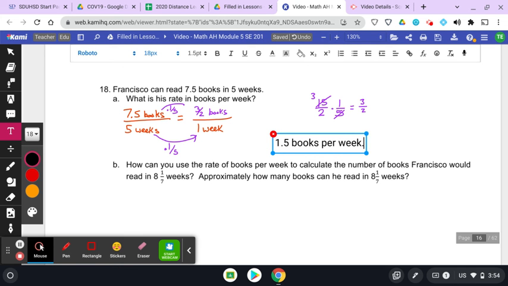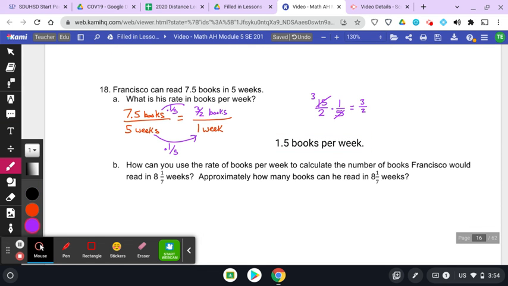How can you reuse the rate of books per week to calculate the number of books Francisco would read in 8 and 1/7 weeks? All right, I'm going to take my unit rate. It's easy to work with. I really could take either one, but my unit rate is the easiest. So I know that I have 1.5 books in 1 week. We're trying to get to 8 and 1/7 weeks.